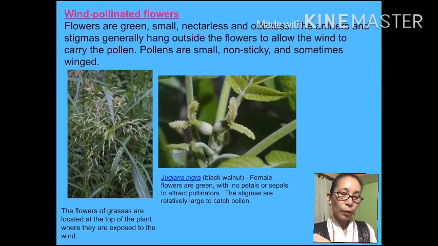In a wind-pollinated flower, such as grasses, maize, or sugarcane, the male flowers form inflorescence and are present at the tip of the plant so that they can have a better exposure to the wind. And the flowers are dull, inconspicuous, nectarless, and odorless. The female flowers possess tufts of feathery, long and large stigmas in order to collect the air-blown pollens.